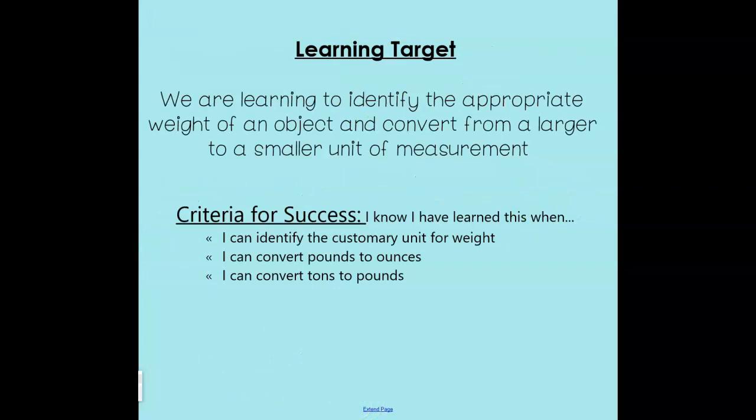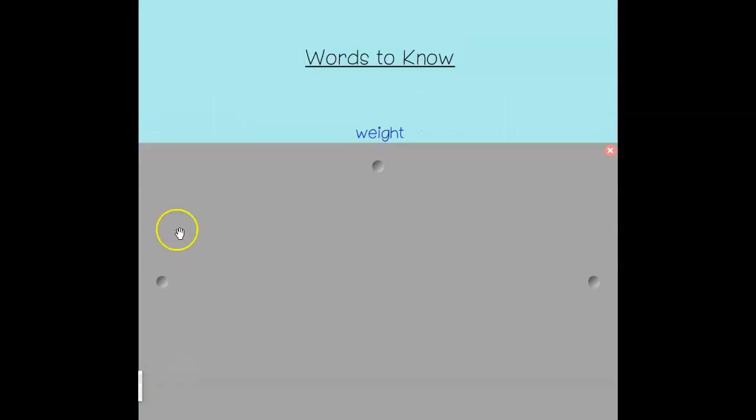Okay, so let's look at our learning target. We are learning to identify the appropriate weight of an object and convert from a larger to a smaller unit of measurement. Criteria for success. I know I have learned this one. I can identify the customary unit for weight. I can convert pounds to ounces, and I can convert tons to pounds. All right, here we go.